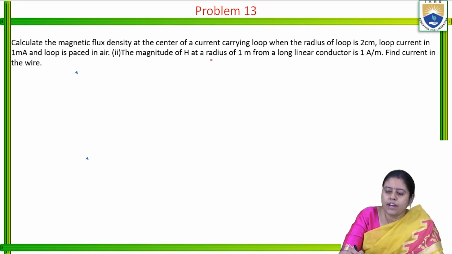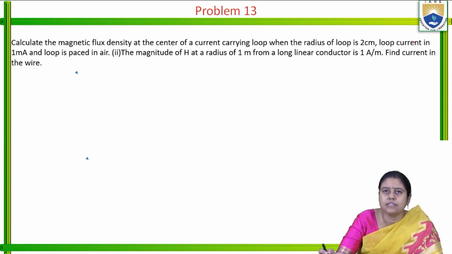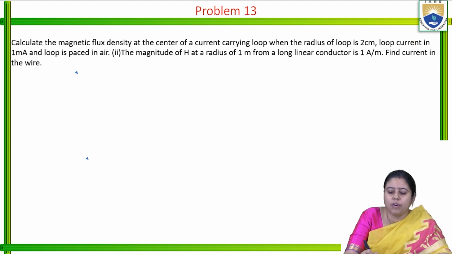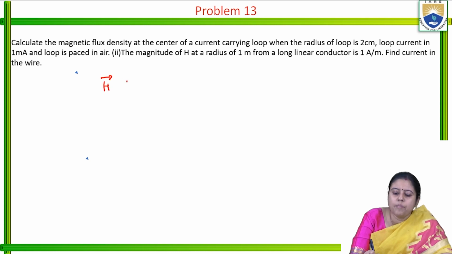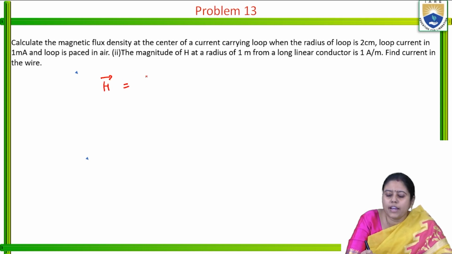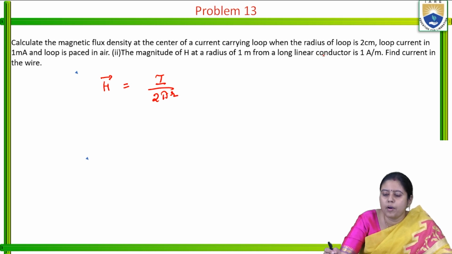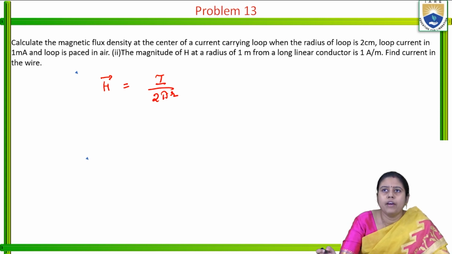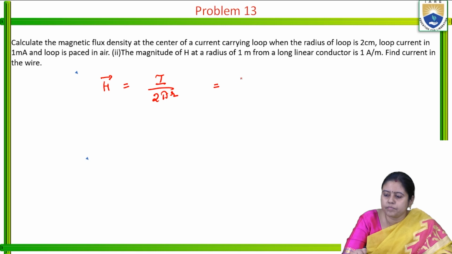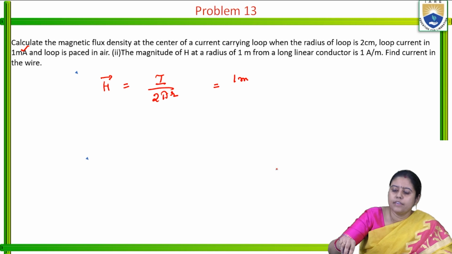So when the magnetic flux at the center of the 2 centimeter loop current is 1 milliampere is placed in the air. So same type of problem, this is calculate the magnetic flux. So what we got here, H is equal to, from the ampere circuital law, we can write H is equal to I by 2 pi r. So I value is given in the problem. What is the value of the I? I value is given as 1 milliampere.